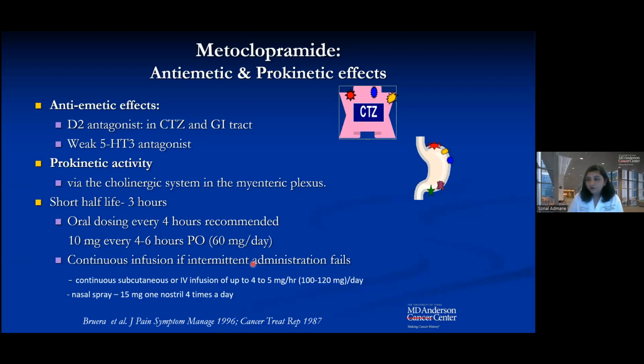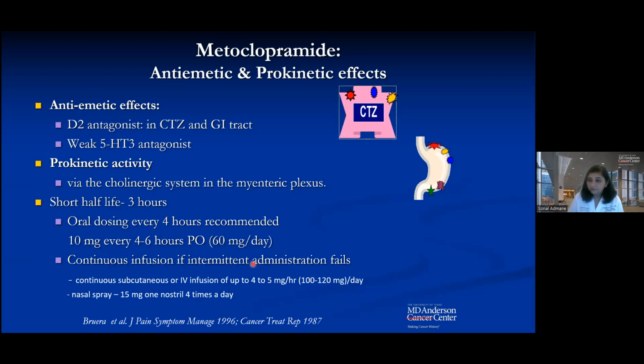Metoclopramide is also a unique antiemetic because it can be given by different routes: oral, sub-Q, IV, rectal, and even nasal spray. So we also use nasal spray in some patients who are not able to take oral or rectal metoclopramide. Continuous infusion can be tried in patients who have refractory nausea and vomiting.